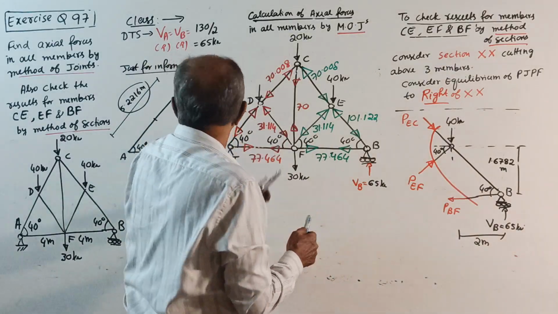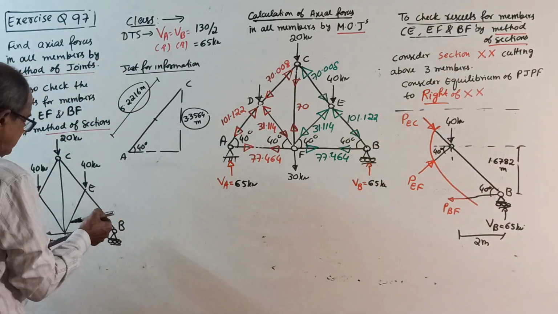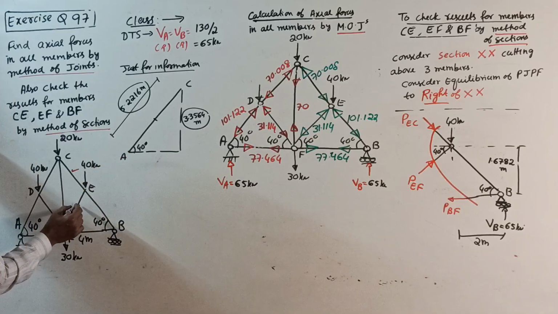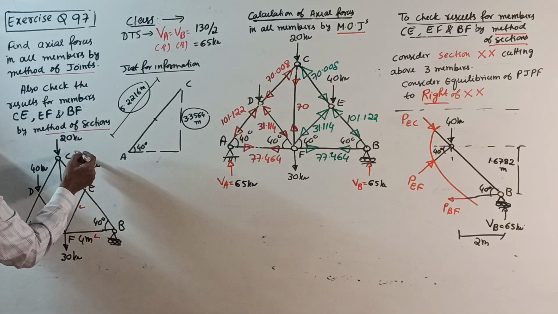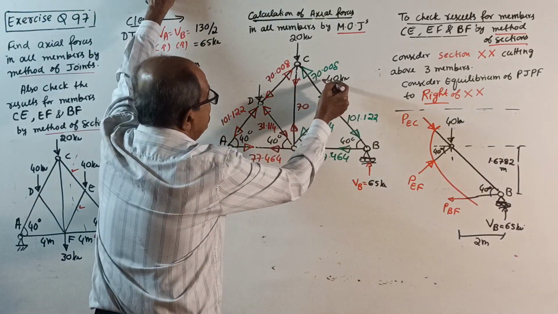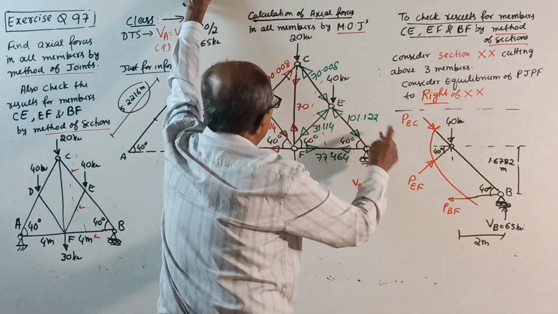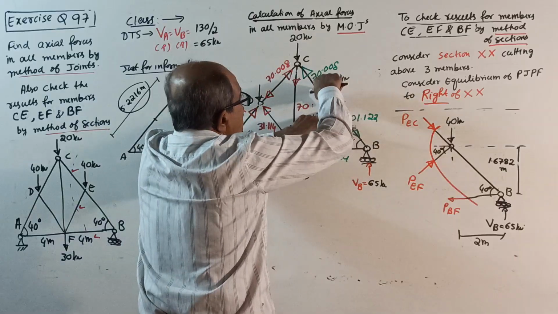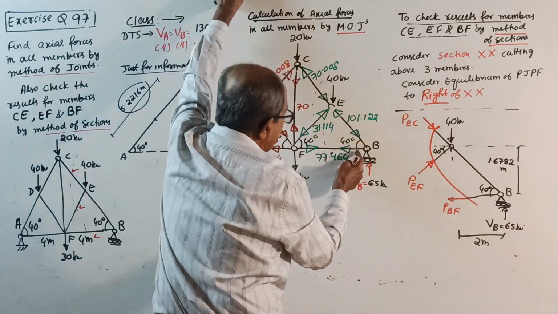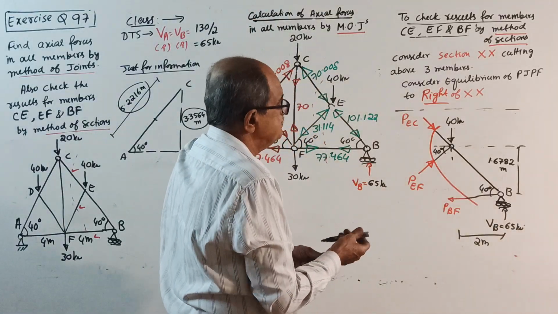Now, last part. Now they want to verify. Last time this side, now this side. See, they want to verify which members: CE, then EF and FB. So cut like this. See, cut like this. Or here, cut like this. Consider equilibrium of the right side. Okay. See, now direction. See here. This way. P_EC, P_EF, P_BF. Now, just 1 minute.